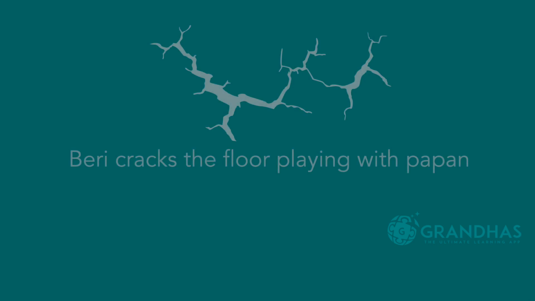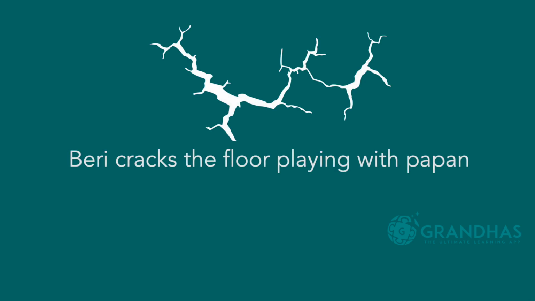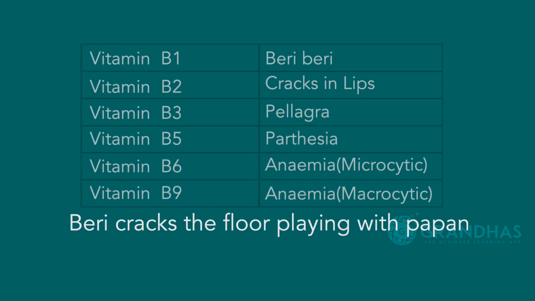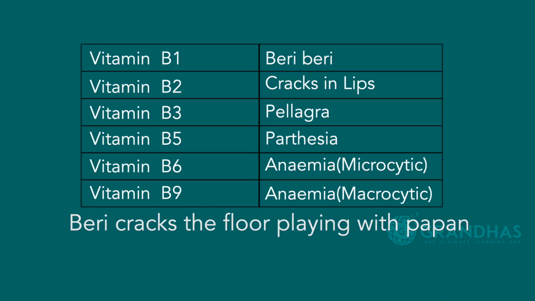Now let's learn the deficiency diseases also. In order to remember these deficiency diseases, let's remember one single sentence: Berry cracks the floor playing with Papan. Papan and Berry were playing and their play led to a floor crack. So how do we remember the sentence? Berry cracks the floor playing with Papan.